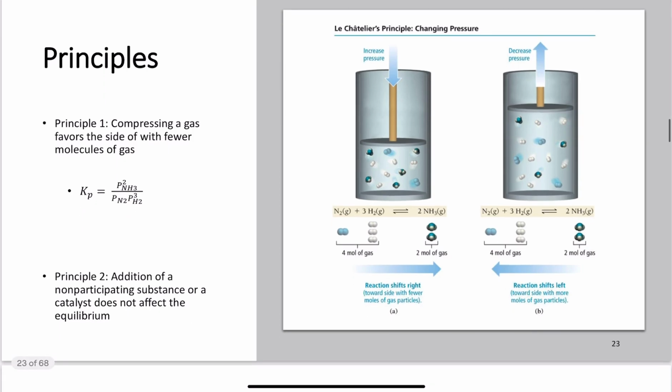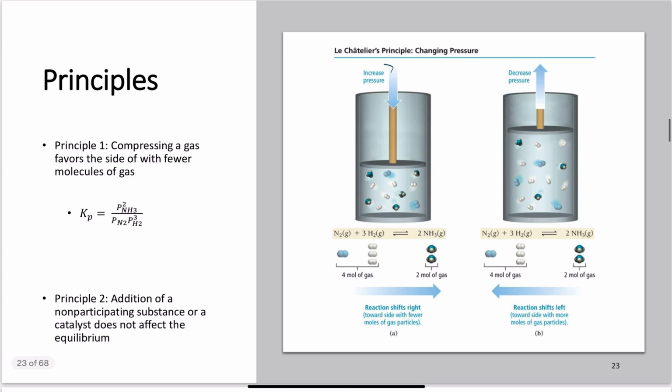So compression, I increase the pressure. I'm going to shift to the right here. I'm going to favor the side that has fewer gas molecules. If I decrease the pressure, I'm going to actually favor the side where I have more gas molecules.